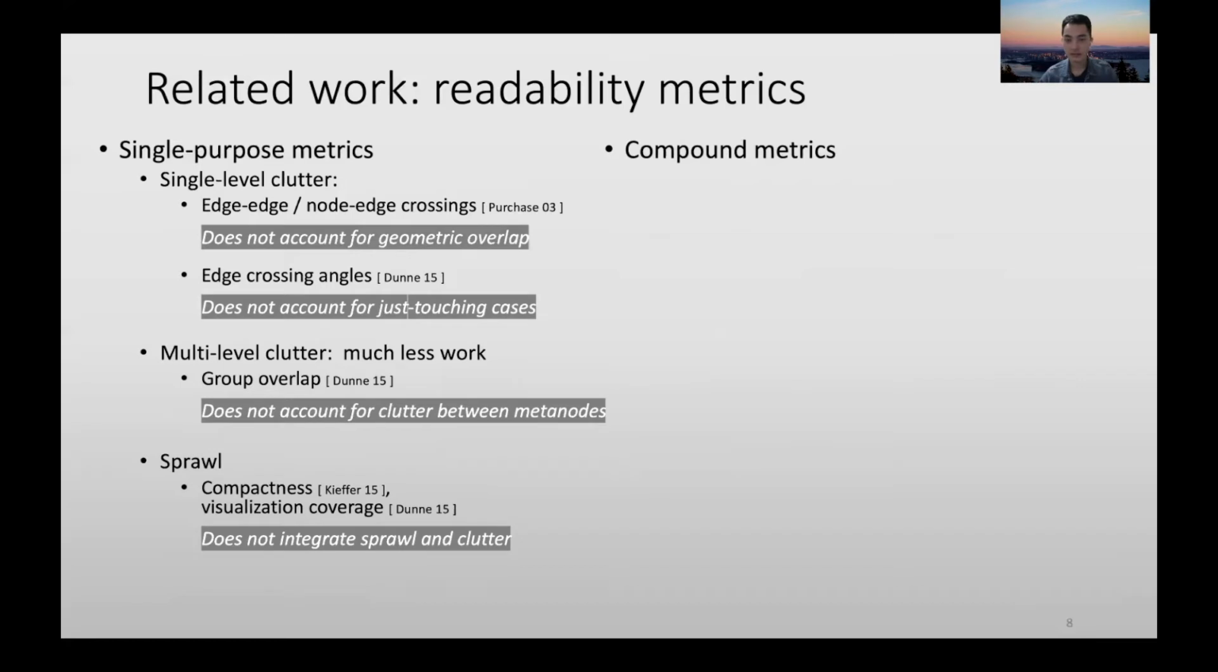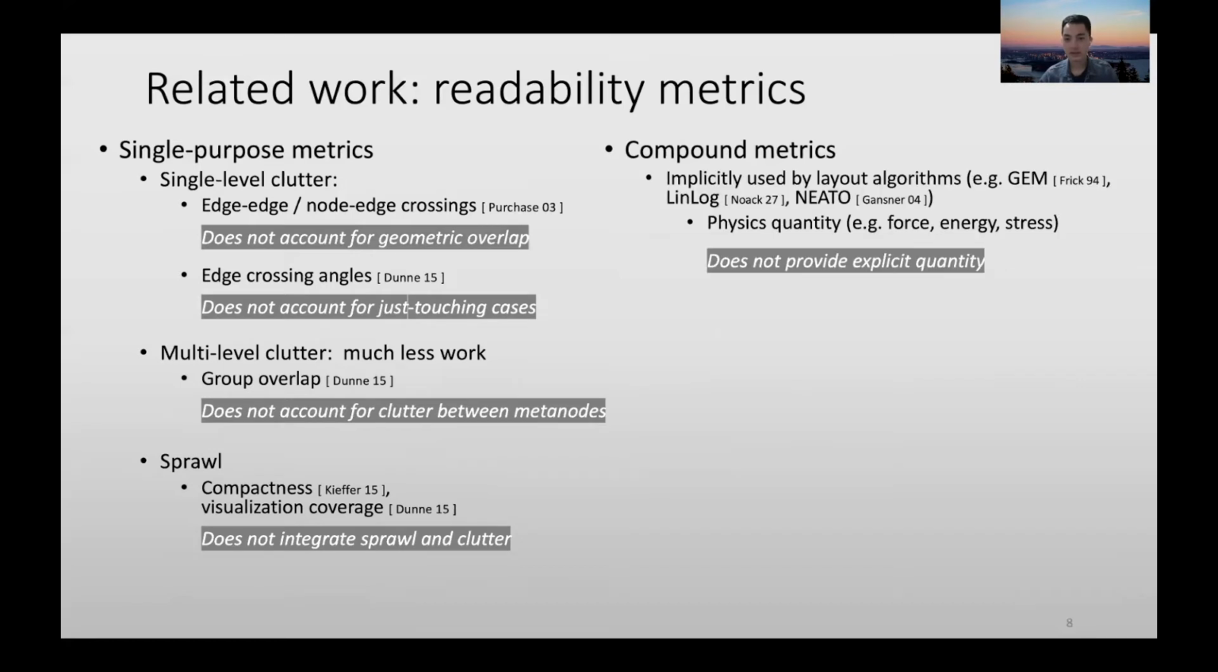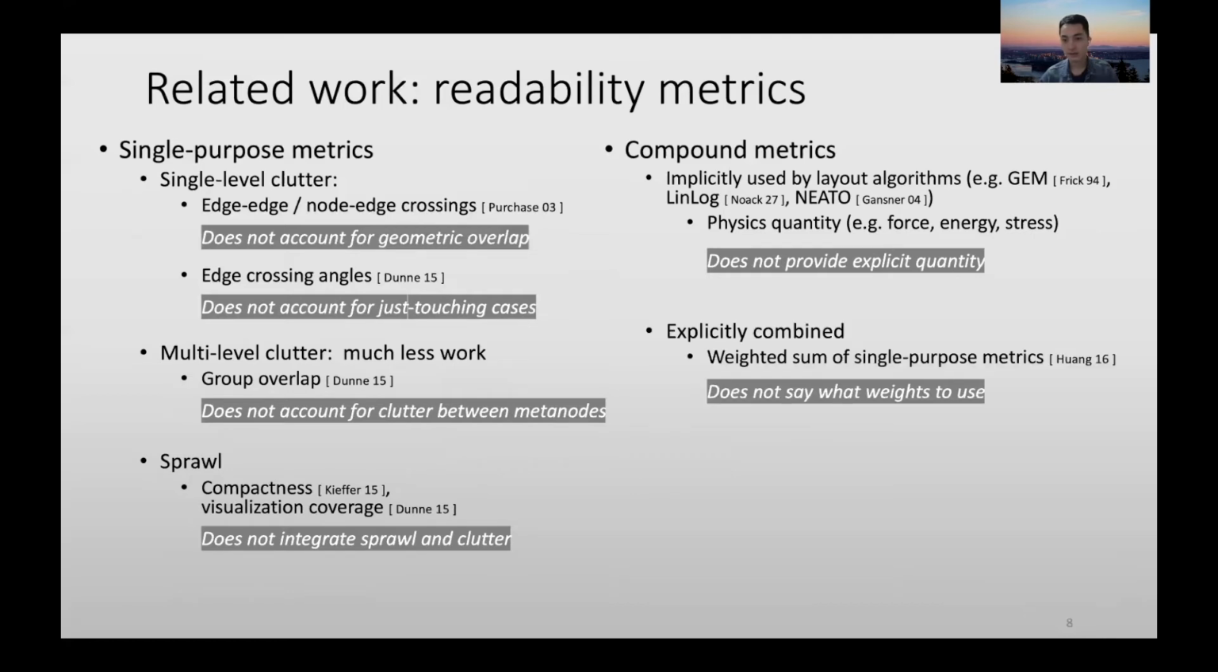For compound metrics, most of them are implicitly used by layout algorithms, such as GEM, limlog, and Itoh. Note that these layout algorithms do not provide an explicit quantity about readability. Another category is explicitly combined metrics, such as using a weighted sum of single-purpose metrics. But this work does not say what weights to use. Our Sprawlter metric falls into this category, but it uses a geometric mean, which is an exact way to combine the clutter and sprawl metrics.